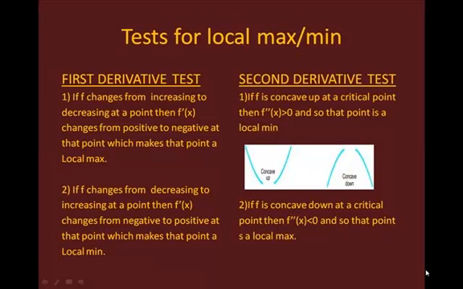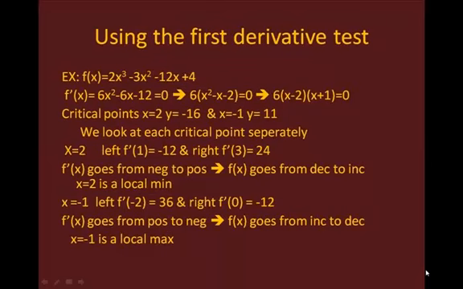Now, you can use either test, you don't need to use both, so you can pick the one that you're more comfortable with unless it's explicitly stated that you should use one or the other. Let's look at how we would use the first derivative test. So let's say we have the function 2x cubed minus 3x squared minus 12x plus 4. This is the one we looked at before. We found our critical points to be x equals 2 and x equals negative 1.